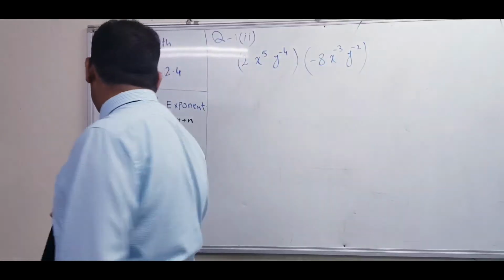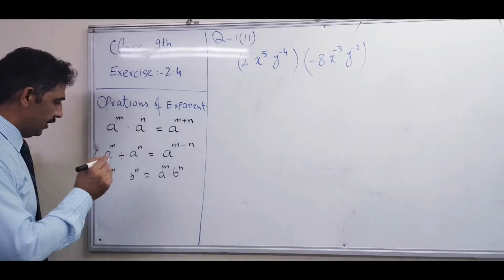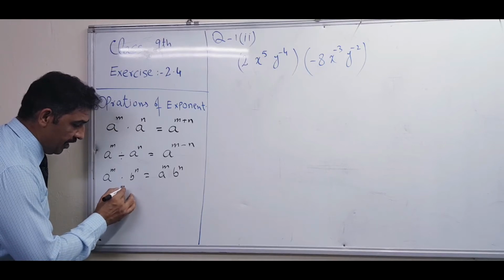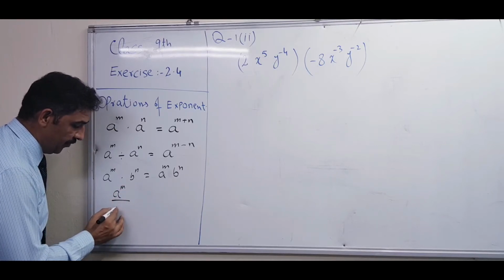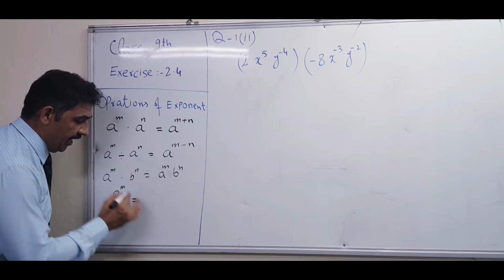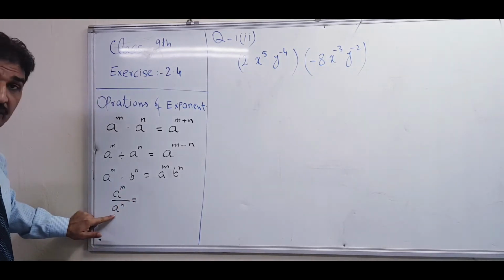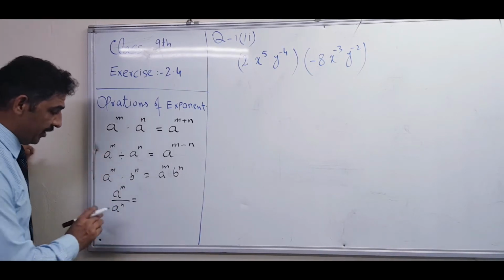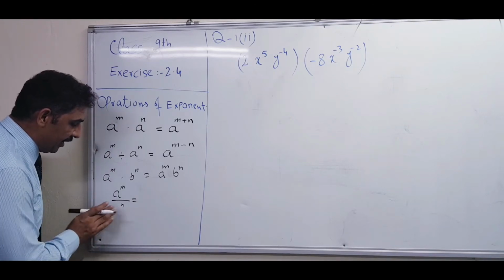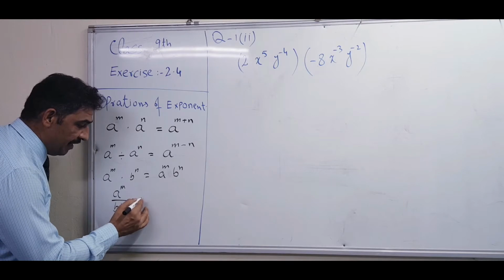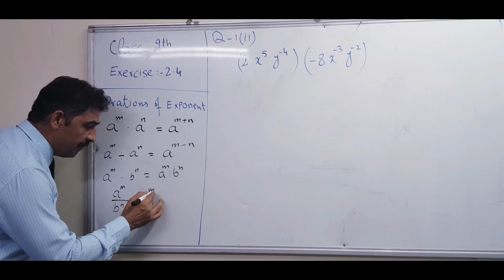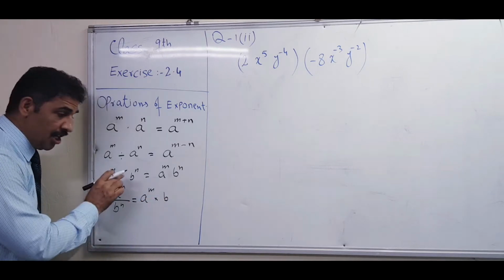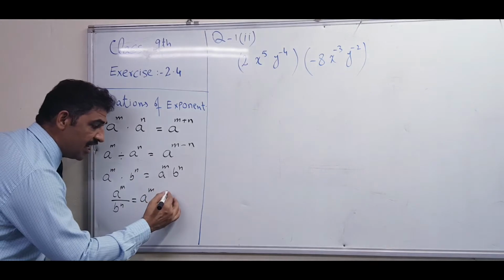So next, if they are in fraction form, a raised to power m multiplied by b, divided by a raised to power n. If you are shifting a variable from denominator to numerator, a raised to power m will remain the same, and b, coming from denominator to numerator, changes its sign.